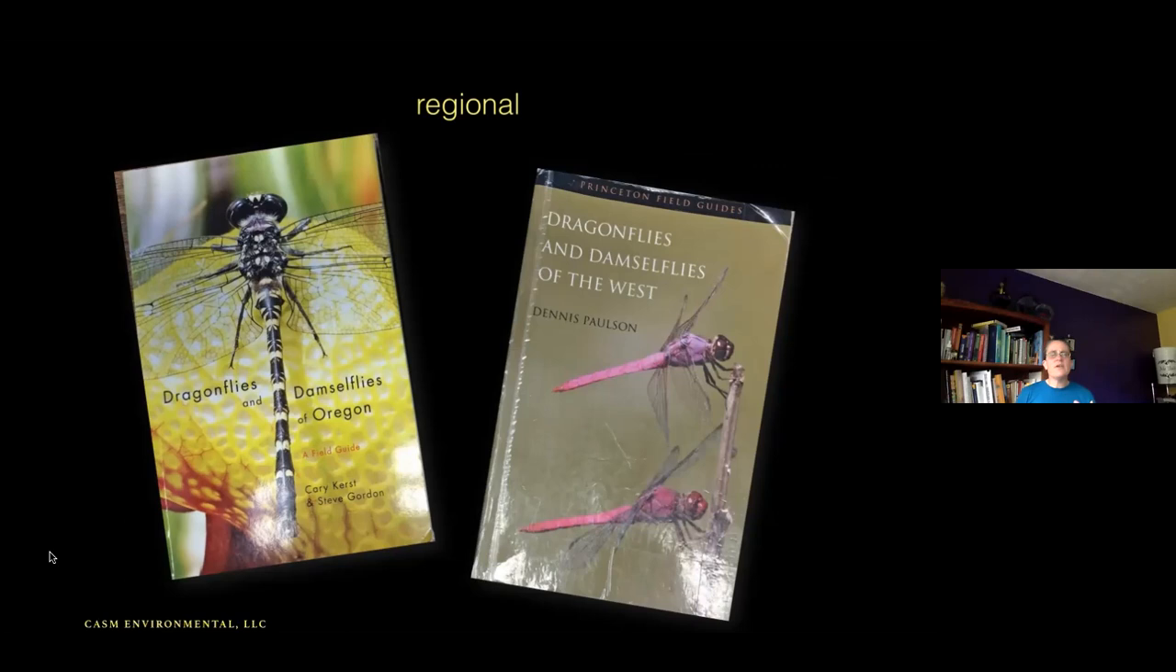Both of them have very clear text, great diagrams, great photos, great illustrations. They're both available in paperback. They're both currently in print. You can get a hold of used or new copies of them for, I think, anywhere from probably 15 to 45 bucks, depending on if it's used or new. You can get them through Powell's. You can buy them online. So these are books that you might want to take a look at. Very, very good regional guides.